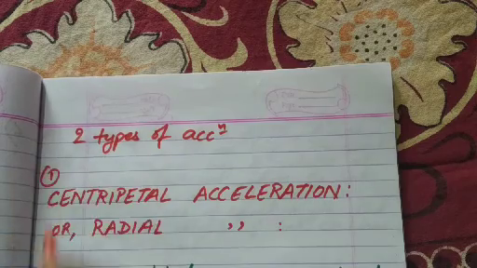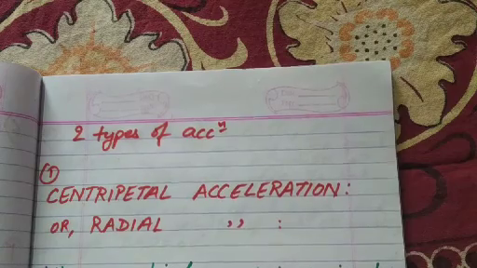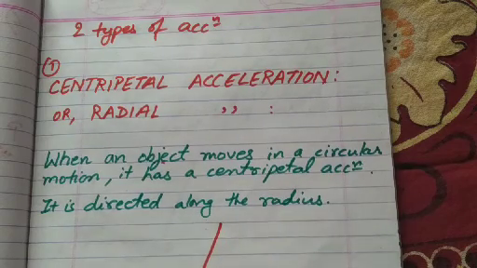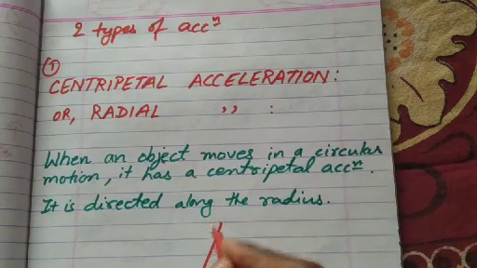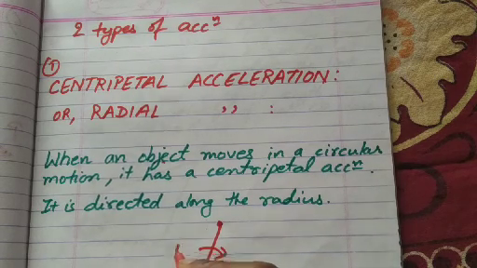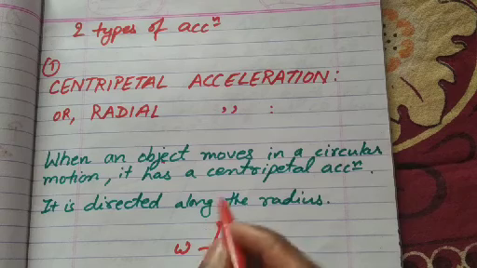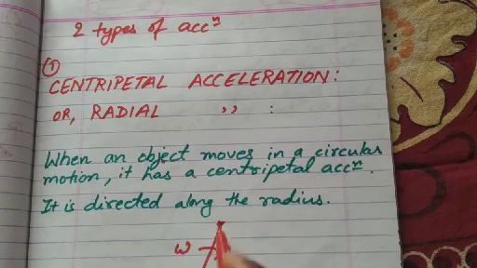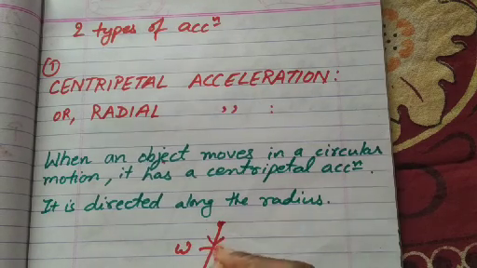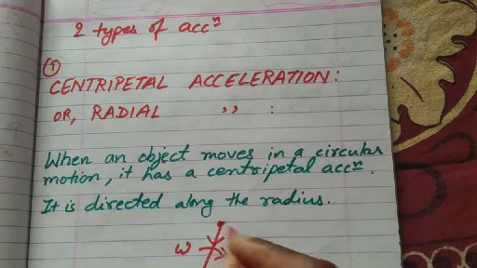First one is centripetal acceleration, which is also known as radial acceleration. In this acceleration, whenever there is a circular motion of any link, if it rotates with an angular velocity of omega, then two types of acceleration will act. First one is centripetal acceleration. It acts towards the center, or you can say towards the radius. This is represented by AC.